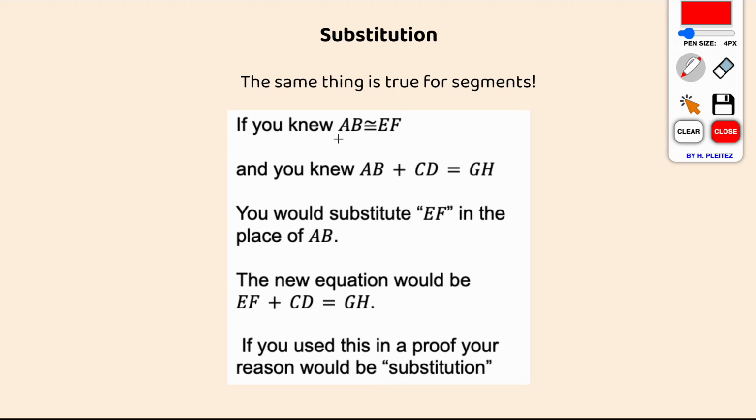So let's say we know that AB is congruent to EF. Now remember, congruent means we have the same value. And let's say we also have this equation. This equation could have come up just by using segment addition, right? Like if we had a picture of our segment and it was broken up, we could have gotten something like this. Now let's say we had AB plus CD equals GH.